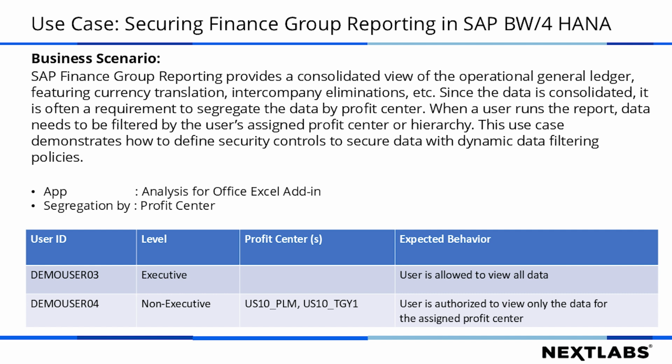So, the requirement here is if you are an executive user, you can view all the data in the company finance group report across different profit centers. On the other hand, if you are a non-executive user, then you can only see data for your assigned profit centers. Since demo user 3 is an executive user, he or she can view all data, whereas demo user 4, a non-executive user, can only see the profit center that this user is assigned to. Let me demonstrate this use case.